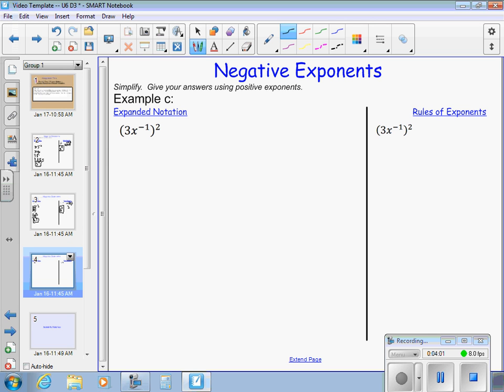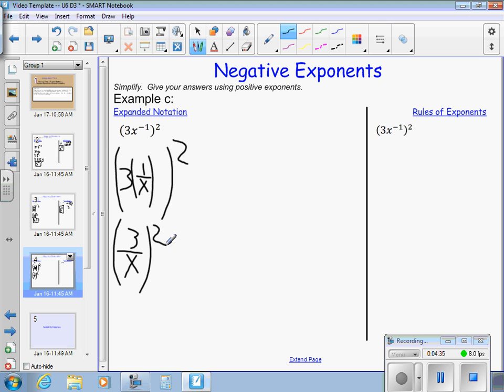Okay, third example. I have 3 times x to the power of negative 1 and that whole quantity raised to the 2nd power. Well, first thing is, this is 3, and x to the power of negative 1 is 1 over x. So 3 times 1 over x, and then that whole thing is squared. Well, 3 times 1 over x is the same thing as 3 over x. And now again, I have that quantity squared.